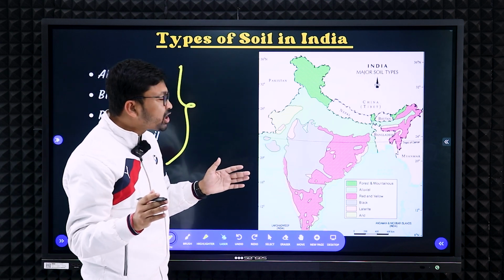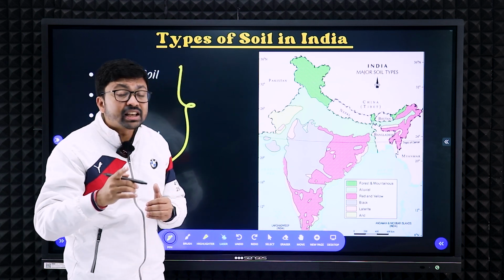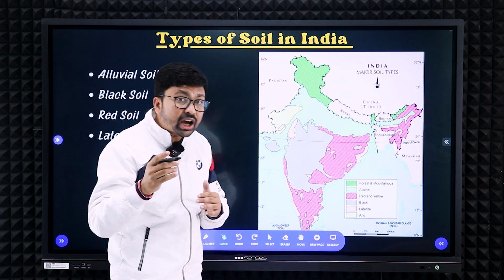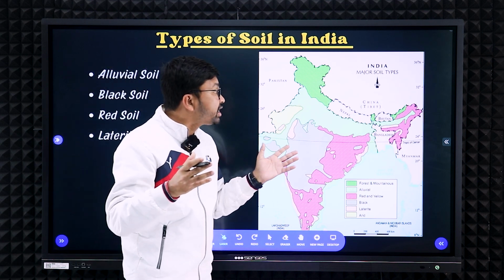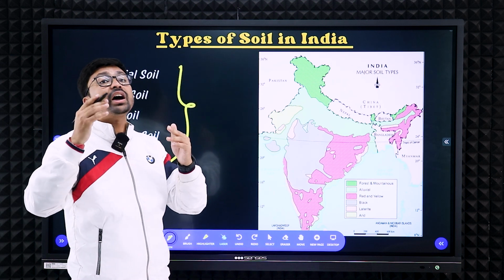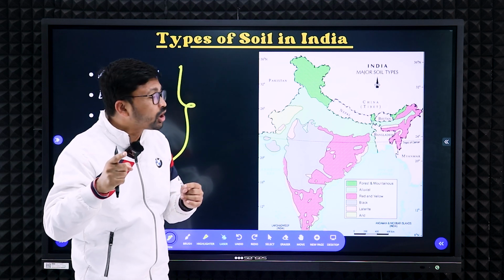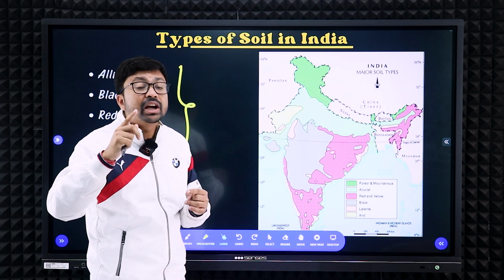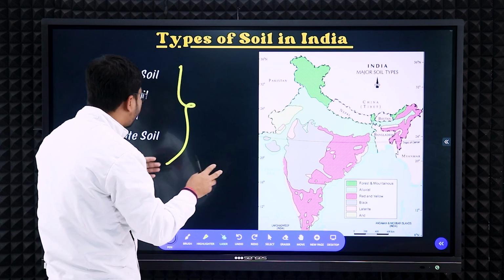Then red soil we get in such areas where the rainfall is less, I repeat, where the rainfall is less and temperature is more. In those areas where iron ore materials are maximum, we are getting red soil. And laterite soil: the only difference between red soil and laterite soil is that in laterite soil areas the rainfall is more. I repeat, the rainfall is more. So in those areas we will get the laterite soil.